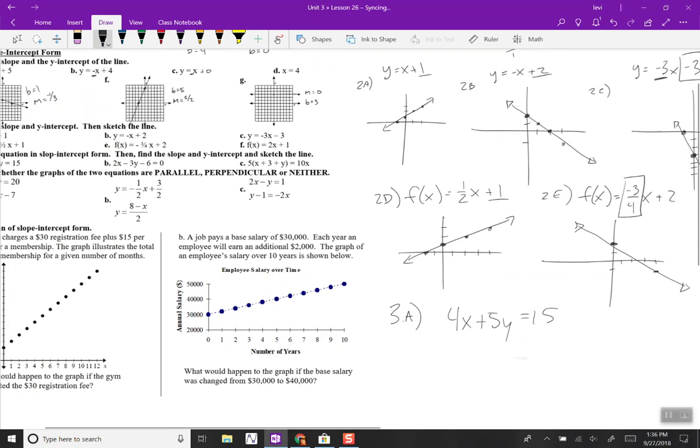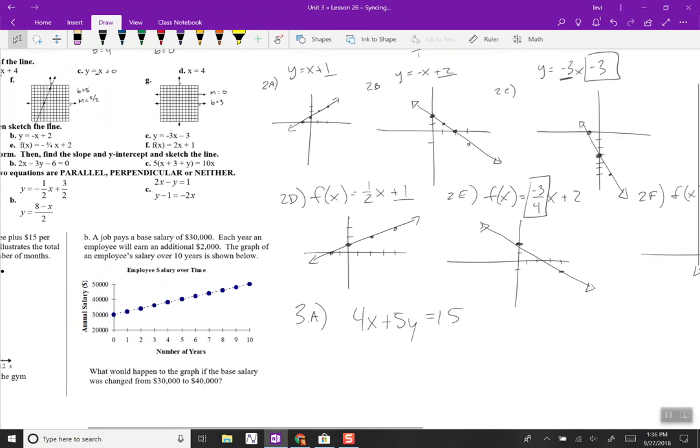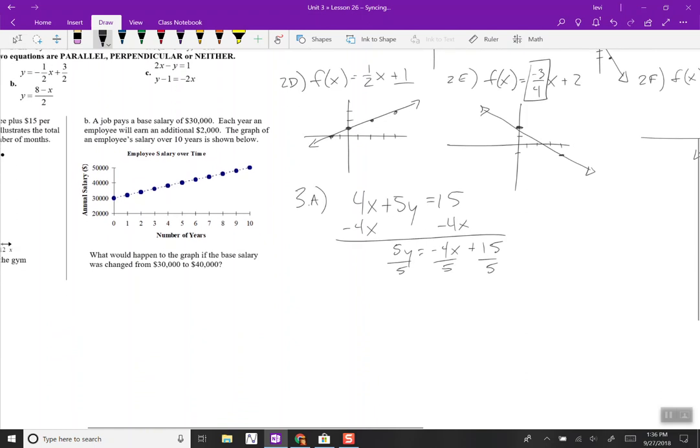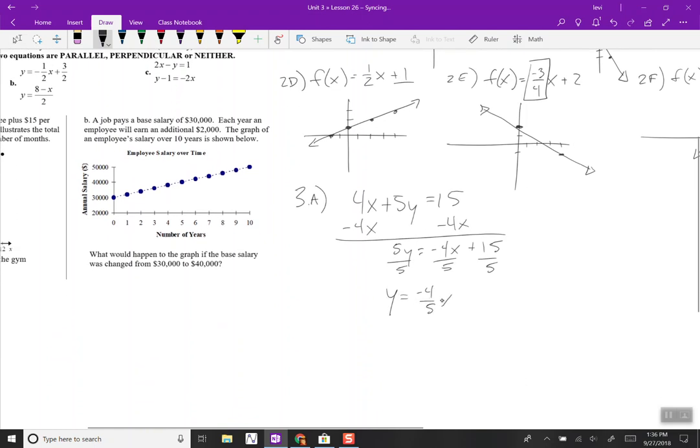So putting it in the slope-intercept form means solve for y. So what would I need to do to solve this for y? We'll subtract 4x from both sides. 5y equals negative 4x plus 15. Divide by 5. And we get y equals negative 4/5 x plus 3.